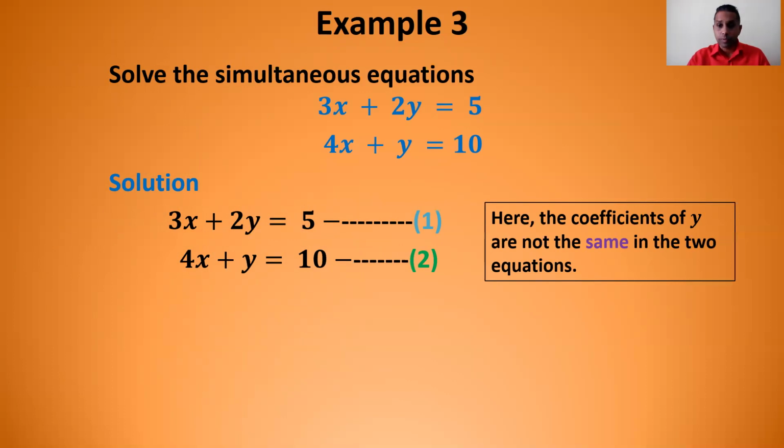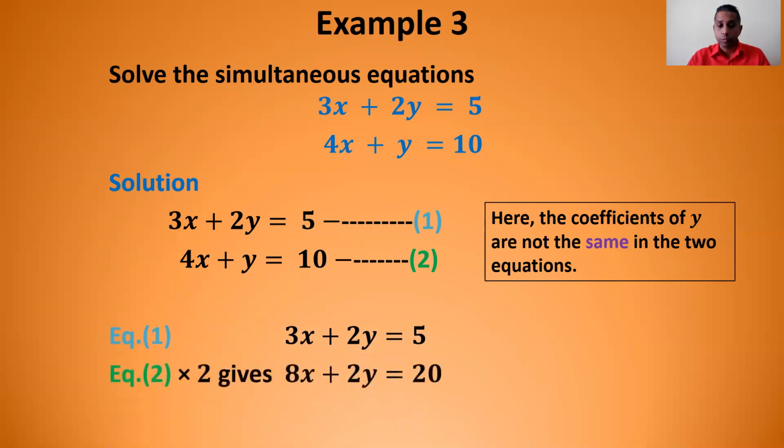In that case, what we will do, students, is that we will make the coefficients of y become the same. This will be done as follows. We keep equation 1 as it is, but for equation 2, we are going to multiply it by 2. And it gives 8x plus 2y is equal to 20. Remember that each term of the equation has to be multiplied by 2.